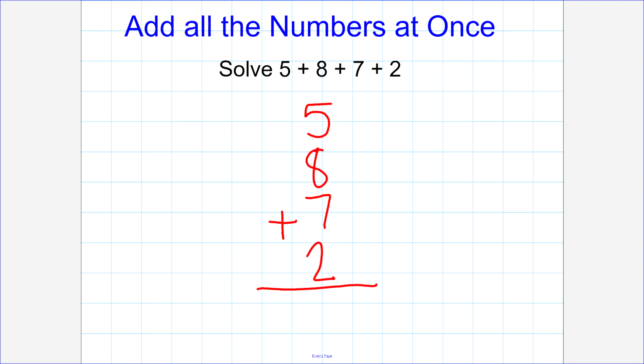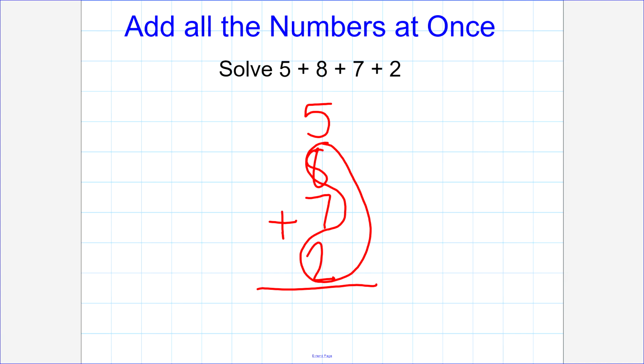I'm going to start by thinking, are there any easy 10s? Are there any numbers I can easily group together? Oh yes, the 8 and the 2 is an easy 10. So I'm going to go ahead and make a 10 with the 8 and the 2. Now I can see that I've already made one 10 and I still have 5 plus 7 left.